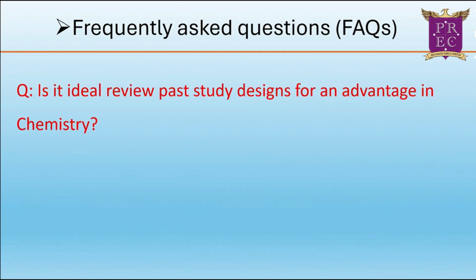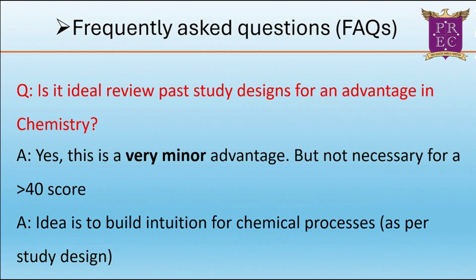An interesting question that I tend to get from my Year 12s closer to their exam time, is it ideal to review past study designs for an advantage in chemistry? The current study design is indeed new. As we implemented, it is very heavily focused on environmental chemistry, which did not appear prior to 2023. There were other content such as food chemistry that is no longer relevant for our study design.